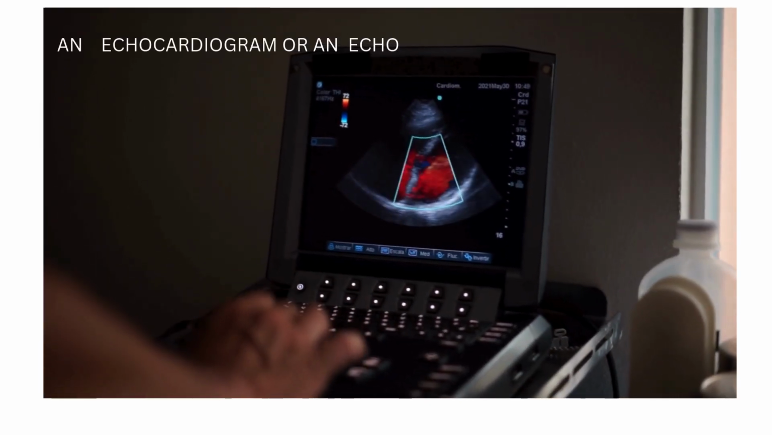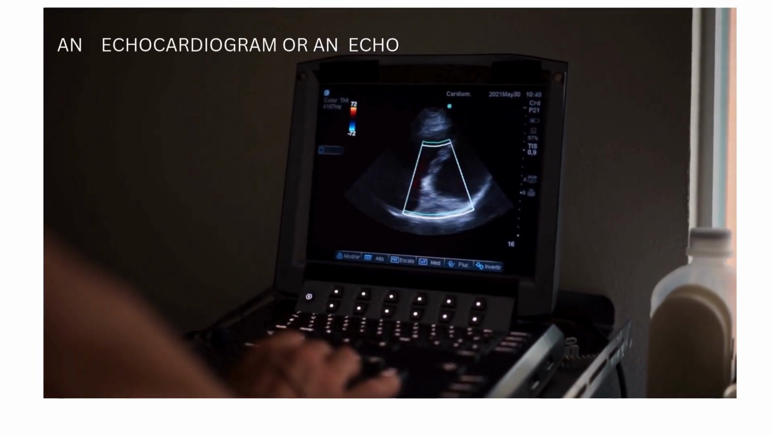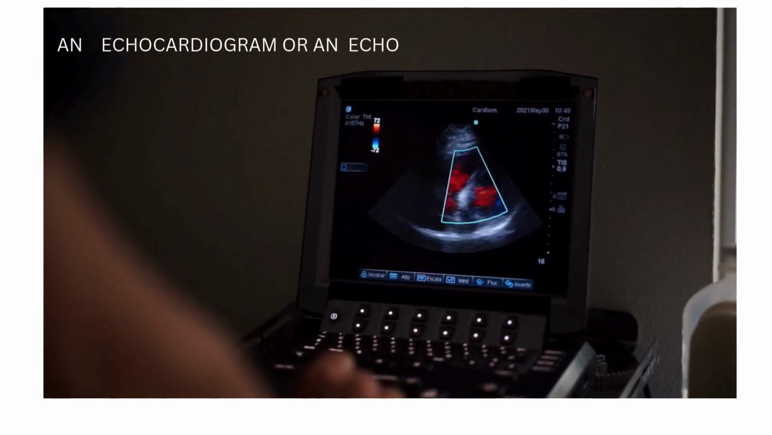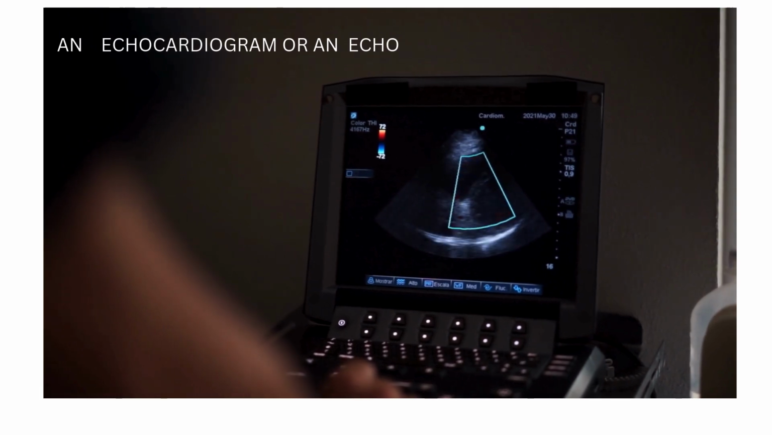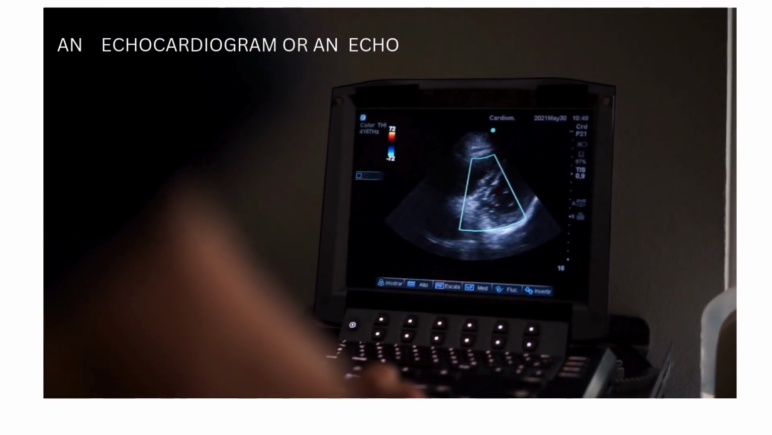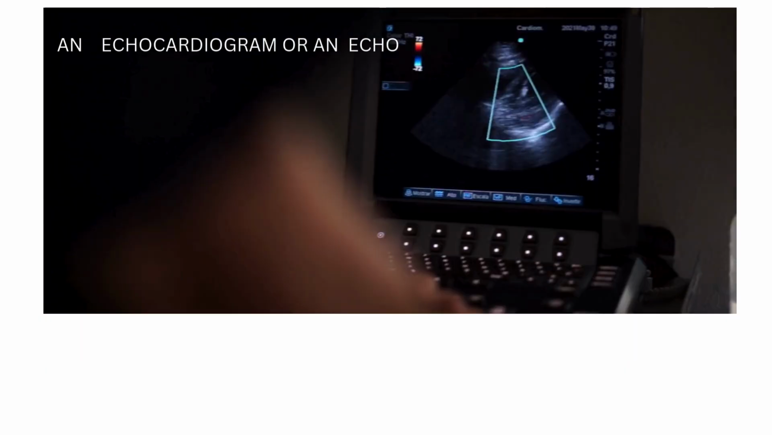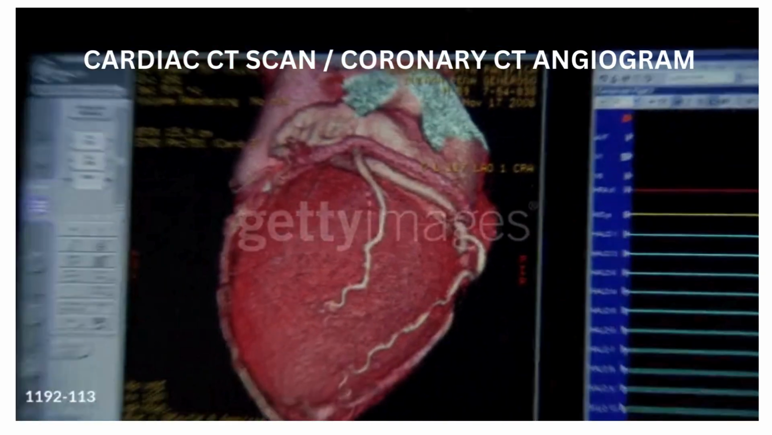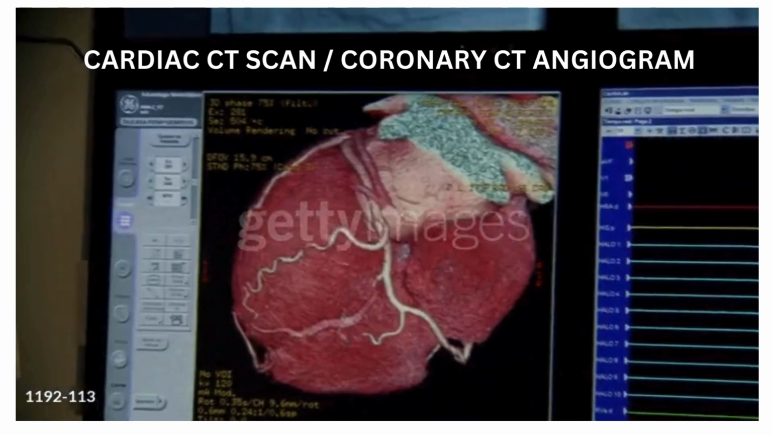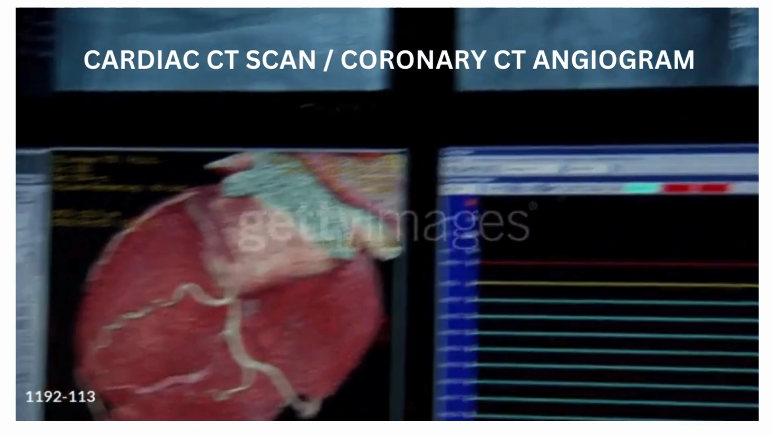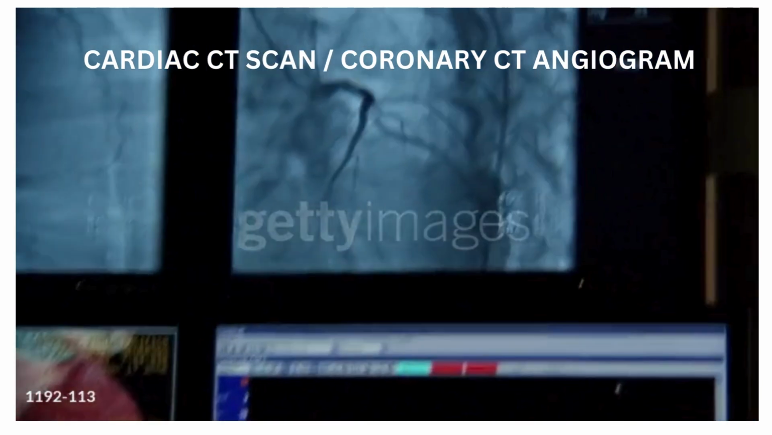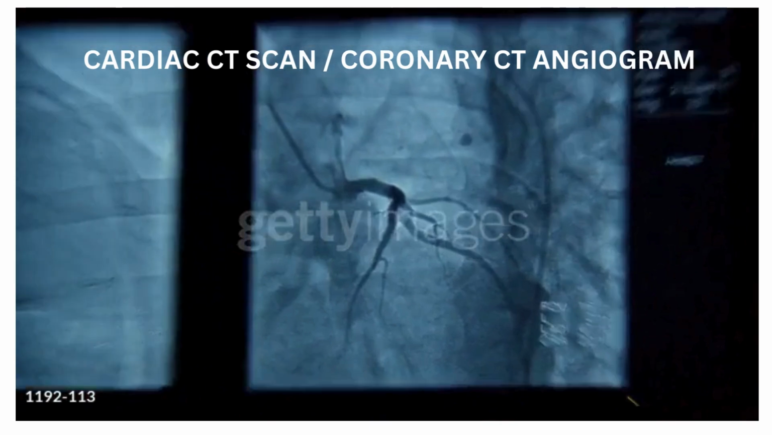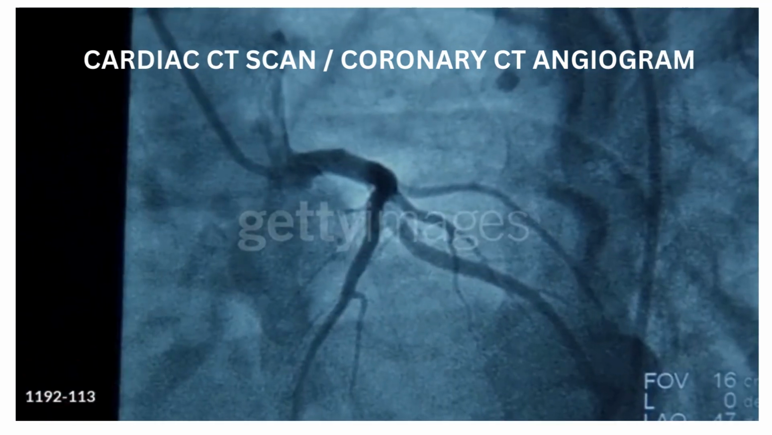Second important test to diagnose coronary heart disease is called an echocardiogram or an echo. It is a non invasive imaging test and is done to evaluate heart structure and function. Third one is cardiac CT scan or coronary CT angiogram. It is also a non invasive imaging test. In this test, X ray and computer technology are used to produce detailed images of the heart and its blood vessels.